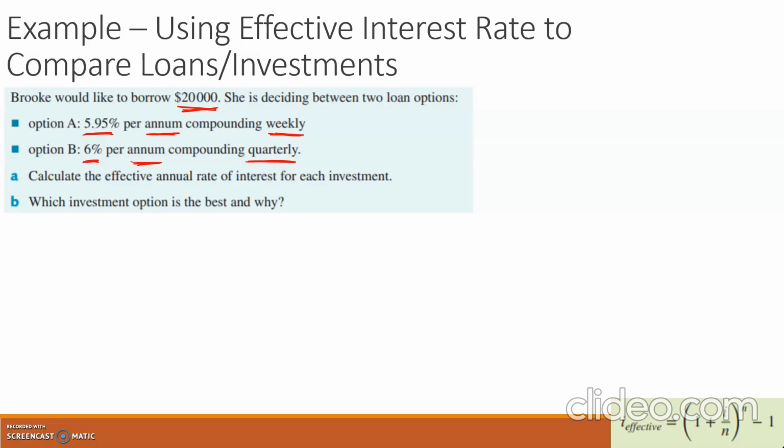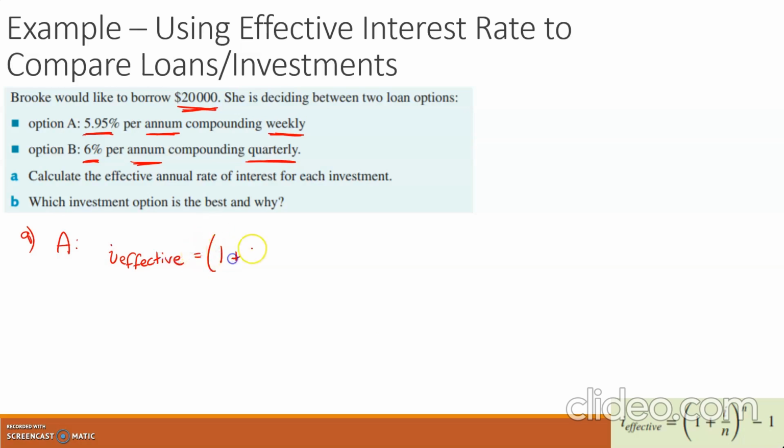To answer this question, we need to first do part A, which is to calculate the effective annual rate of interest for each investment, and then we can decide which is best and why. So let's do option A first. Option A was 5.95% per annum compounding weekly. So I need to use my effective interest formula in order to calculate its effective rate of interest. So I'm going to write my formula first.